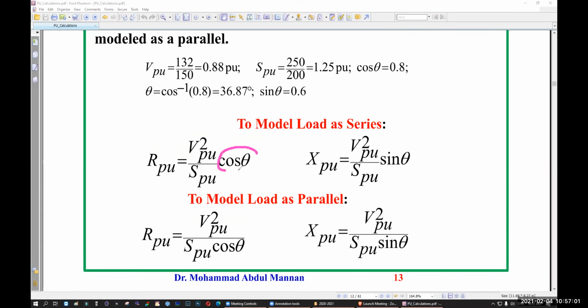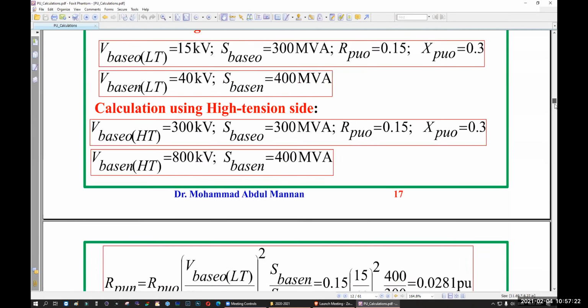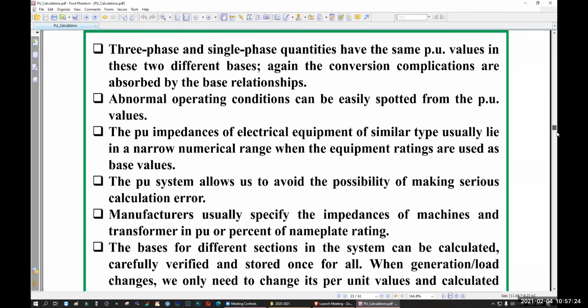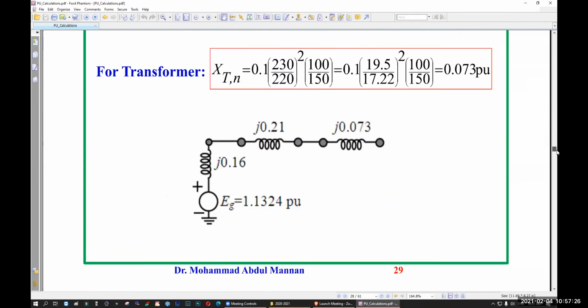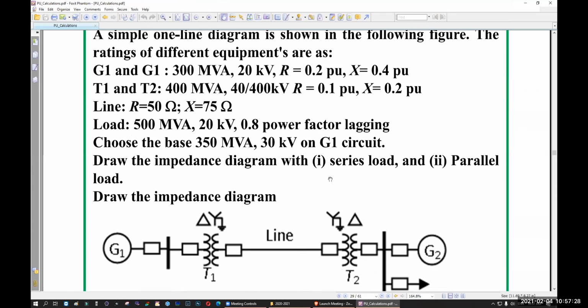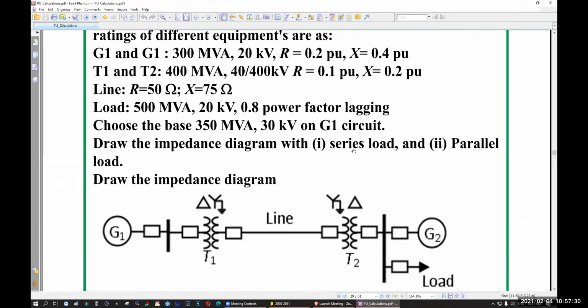What is cos theta? Cos theta, sir, power factor. What is sin theta? From there, we will find out the theta. Then we will put the theta into the sine, right? Yes, sir. Okay. So we already know what is our series loading, what is our parallel loading. So you have to draw two diagrams, one for series load, another for parallel load. Okay, let's find out the series load first.